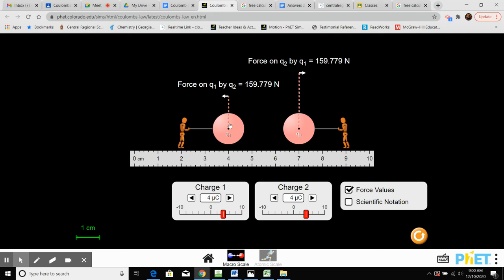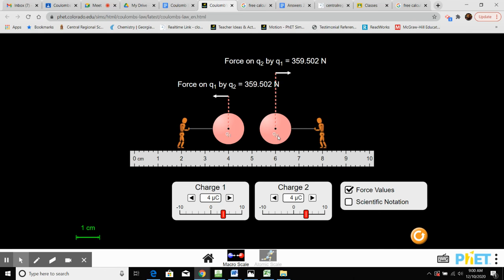Well, how does the force vary with the distance? Okay, so right now they're 2 centimeters apart, just about. What would happen if I move Q1 away? What should happen to the force? Should it get bigger or smaller, you think? It should get smaller, right?